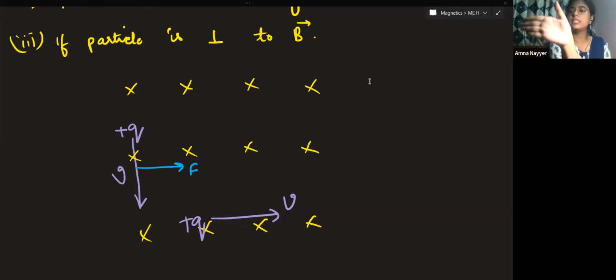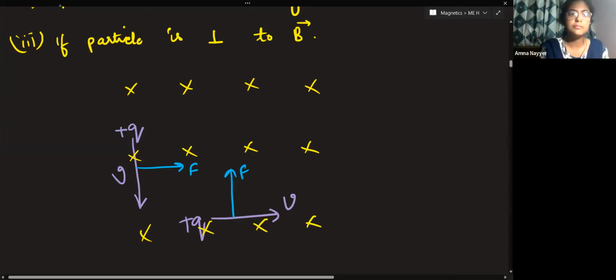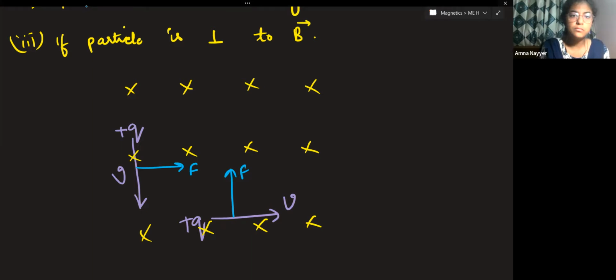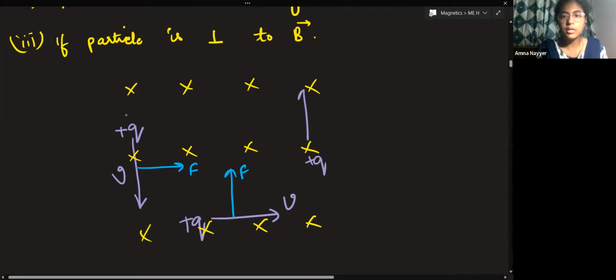See, keeping my hand towards the direction of velocity and curling my fingers towards the magnetic field, where is the thumb? The thumb is not going outwards, Fahad. The thumb is going upwards. Outward is out of the page. This is upwards. So the direction of force is what? The direction of force is upwards. Hand towards the velocity, curling the fingers towards the magnetic field, force upwards. Now, all of you answer this part.